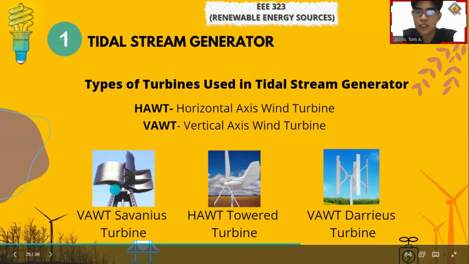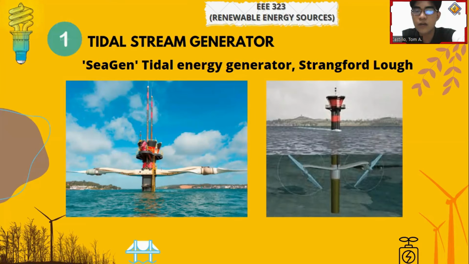Then, yung pangalawa is yung VAWT o yung vertical axis wind turbine. So, ito yung kanina nabanggit na unang ginawang tidal stream generator sa mundo. Ito yung Sigan Tidal Energy Generator na matatagpuan sa Ireland.